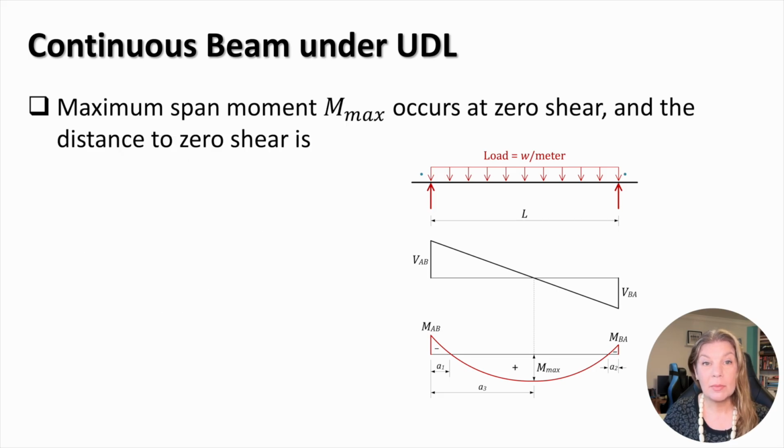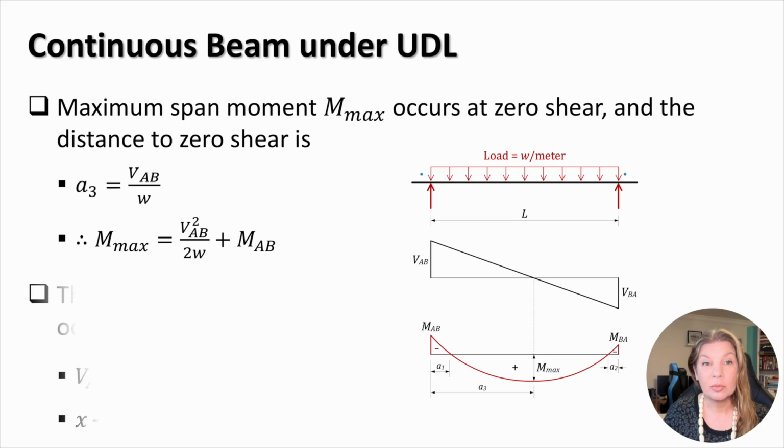The maximum span moment Mmax occurs at zero shear. The distance A3 to zero shear from the left support can be found from the left triangle on a shear force diagram. In this expression, the UDL represents the rate of the shear force reduction per metre length. The maximum span moment can be found by considering the rotational equilibrium of the left part of the beam of the length A3. This leads to the following expression.